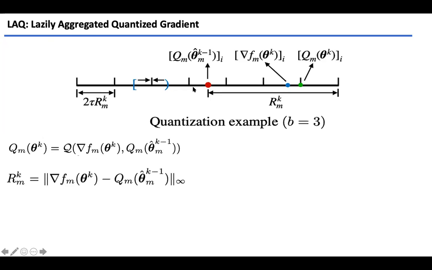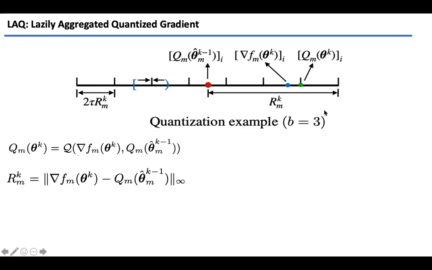So the first thing we need to calculate is what we call the quantization range. For worker m at iteration k, the quantization range is the infinity norm of the difference between these two vectors. Infinity norm means the element with the maximum value, the largest element in the vector. So the quantization range is defined by the element that has grown the largest. I have these two vectors, the current gradient and the previous one. I take the difference in every element, and the element that grows the largest defines the quantization range. And then we center the quantization range around the previously quantized element. Therefore, we have R_m^k to the right and R_m^k to the left.